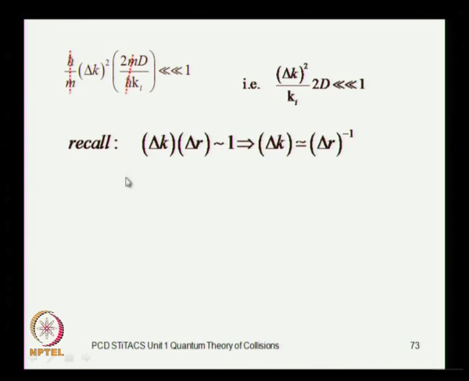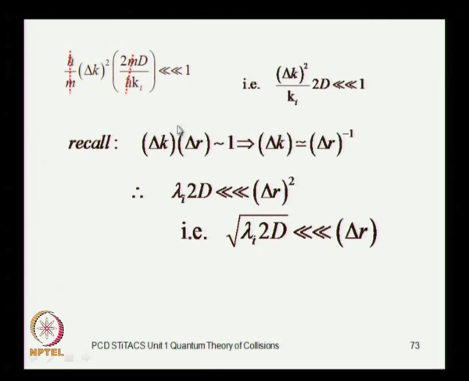That is what your condition boils down to, and this is the basic uncertainty that you are aware of. The delta k times the uncertainty in the position, that depends on how much the wave packet is delocalized. So this product is of the order of 1. So we will just do an order of magnitude analysis. So delta k is of the order of 1 over delta r. So this is delta k square, so this is 1 over delta r square, right?